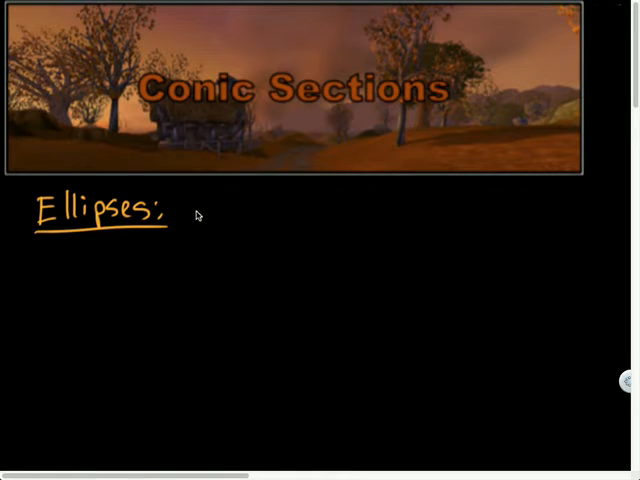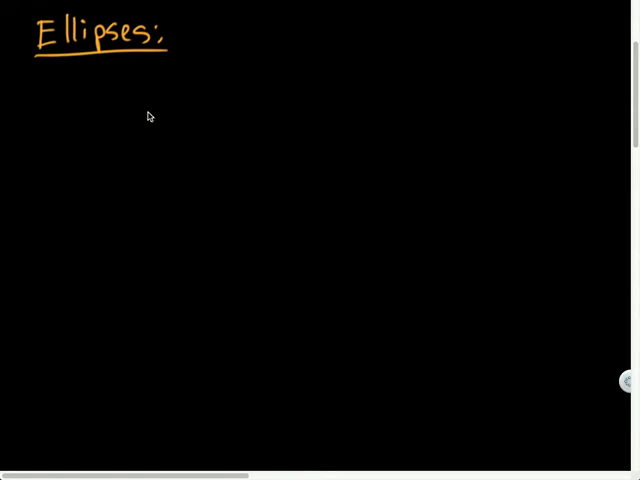So the common word, and I don't know if it truly fits, would be oval. So you can kind of have that in your thoughts. I'm not going to leave that written there just because we're calling them ellipses, friends. So let's talk about what the definition of an ellipse is.